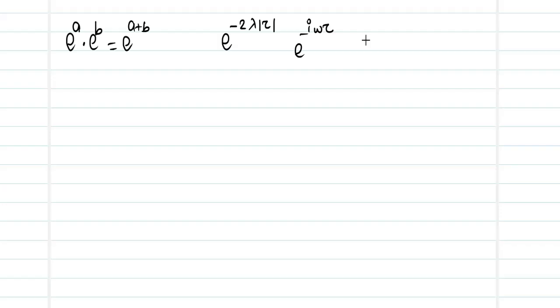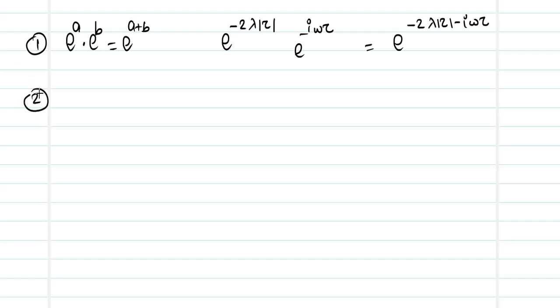So I am going to club both of them as e to the power of minus 2 lambda modulus of tau minus i omega tau. What I am doing is clubbing these two quantities as one single entity, and so integration will become easy for me. So this is my hint number 1.